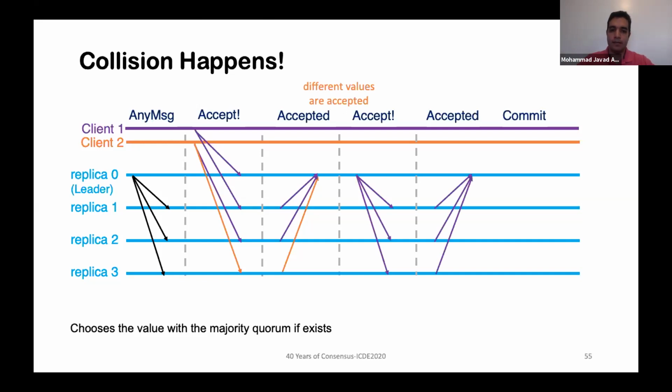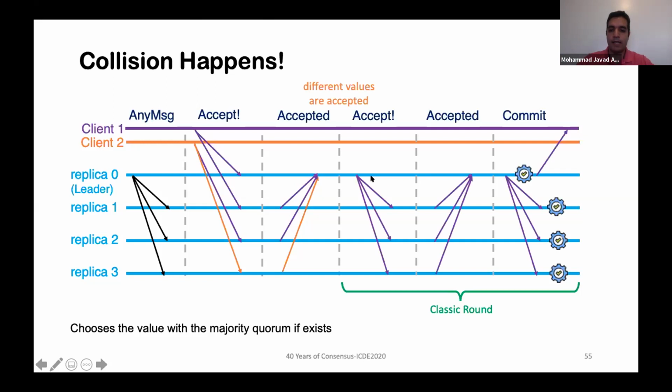So if there is a collision, then we need to resolve it by going back to the classic round and sending accept and accepted message. So this is how fast Paxos works. And fast Paxos needs 3f+1 instead of 2f+1.